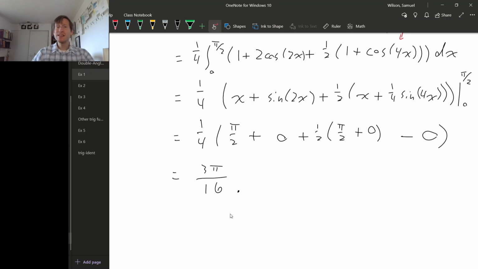So you can see if you have some combination of powers of sine or cosine, you can use a double angle identity, or several double angle identities possibly, to reduce those powers down until you have just single powers of your trig function, and then you can integrate normally.